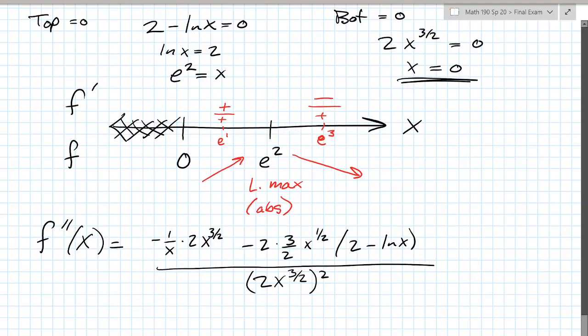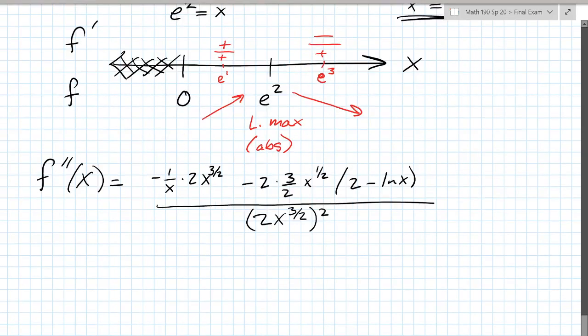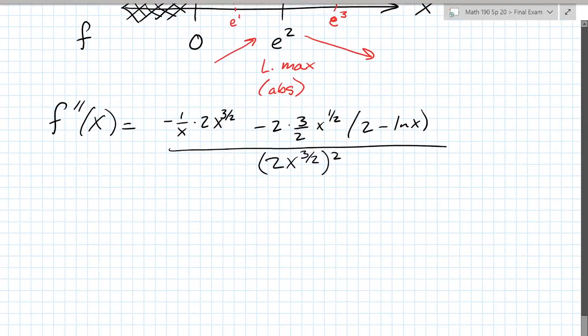Again, we are looking for any values of x that will make this fraction 0 or undefined. And we should expect to get our endpoint of our domain here as one of our values. And you see the denominator. If x is 0, this would make this fraction undefined. So that's going to be in there.